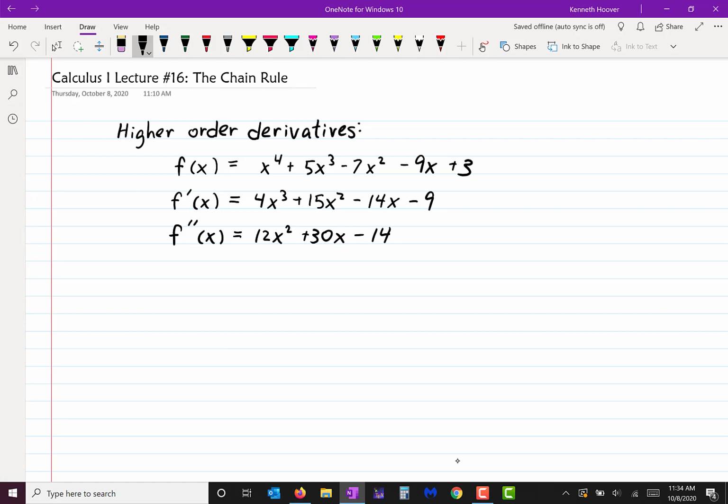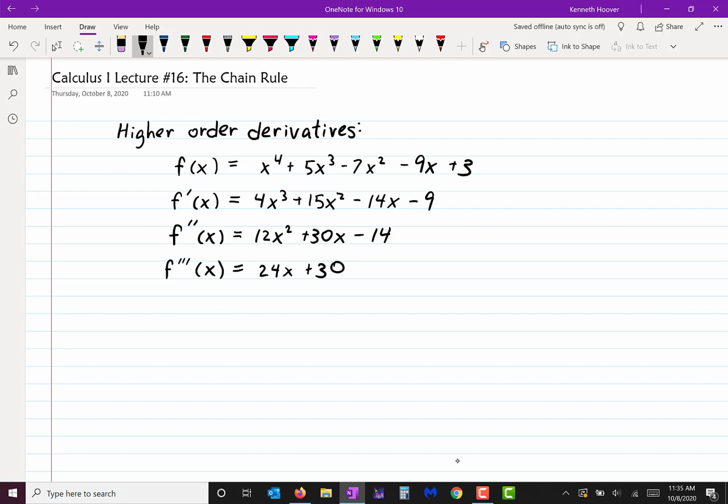And we could keep going as far as we want. You could do f triple prime. That's the third derivative of f. Or it's the derivative of f double prime. What would that be? That would be 24x plus 30, right?